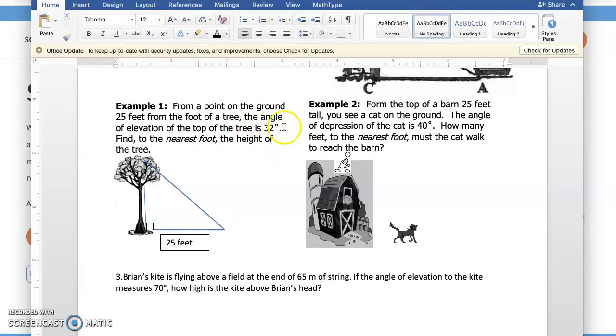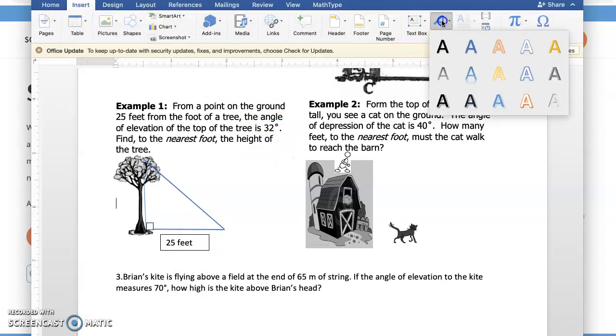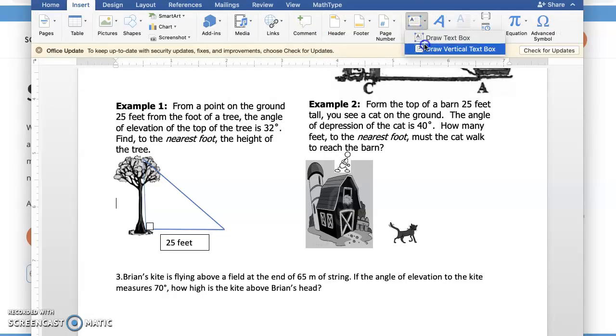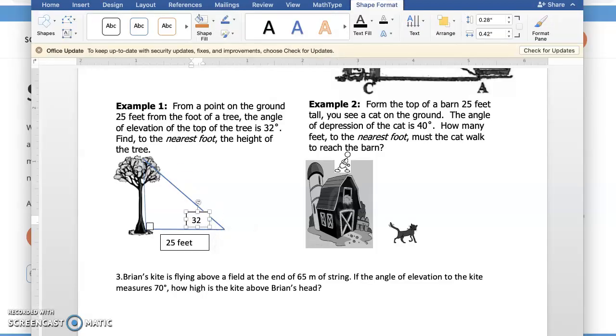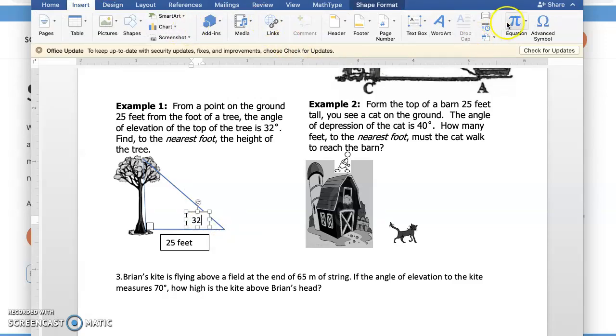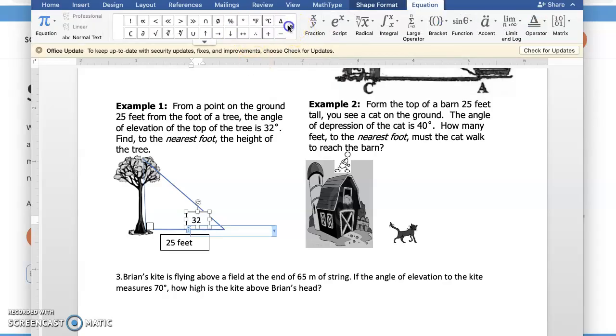Now it says this part is 32 degrees. So this is the angle of elevation. Let's also make sure we label that, and let's put in that 32 degrees. Sorry, I'm going a little slow in this video. I just want you guys to see what all the drawings will look like.